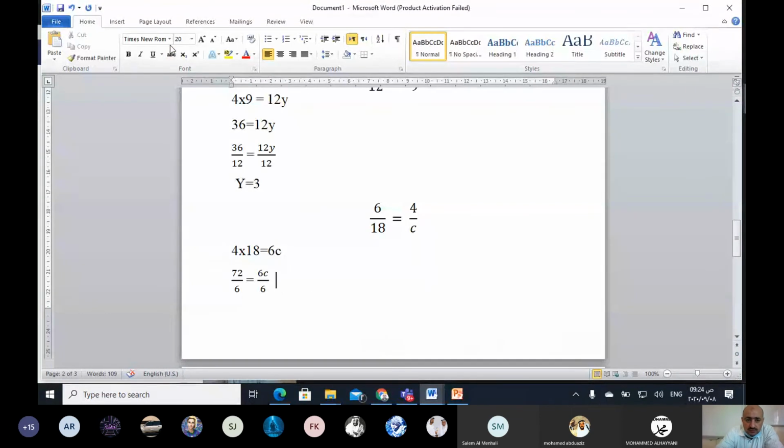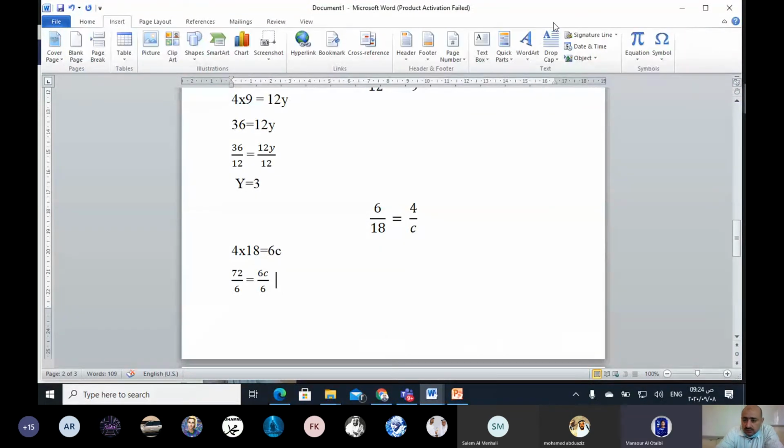Mr. Muhammad, sorry, I left because my net connection wasn't working. Sorry, no problem. So what I do here in this equation, take the coefficient 6, divide the first side by 6, and divide the next side by 6. Now, 4 times 18 will be 72, divided by 6, and 6C divided by 6. Now, 6 divided by 6 will be 1, remains here C, so C equals 72 divided by 6. 72 divided by 6 will be 12. So this is our lesson today.